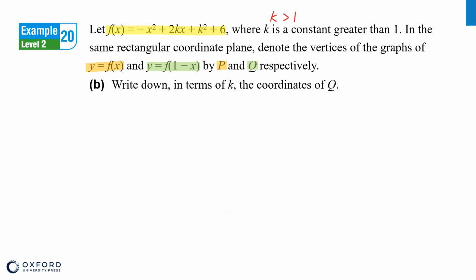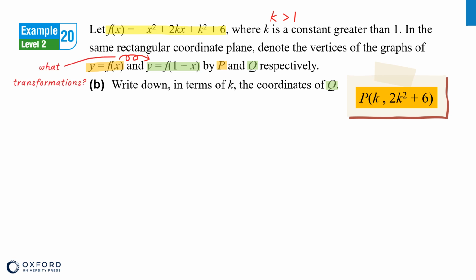Part B requires us to find the coordinates of Q in terms of k. Q is the vertex of the graph of y equal f of 1 minus x, which is a graph that can be transformed from the graph of y equal f of x. We've already found P, the vertex of the graph of f of x, in part A. If we can identify the transformation y equal f of x undergoes to become y equal f of 1 minus x, we can find Q.